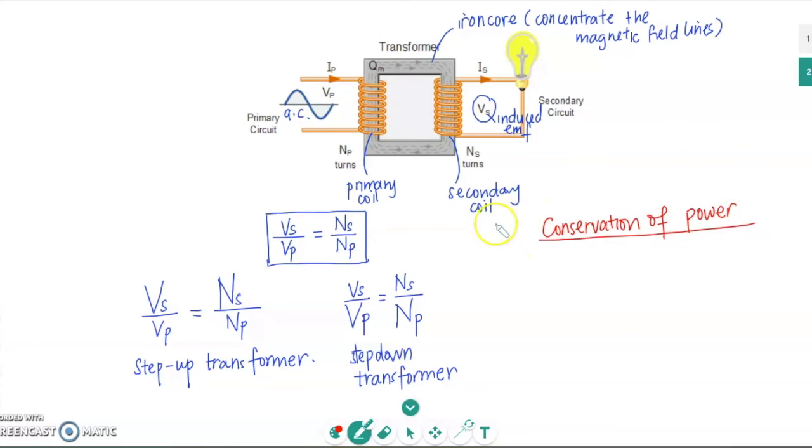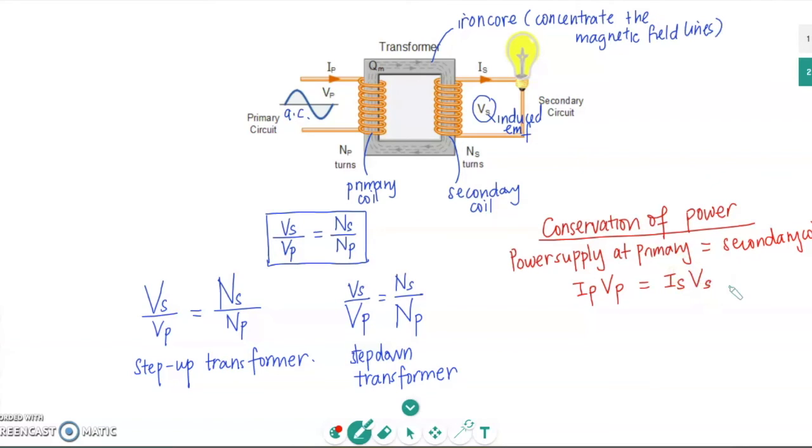So the power supplied at the primary coil must be equal to the power supplied at the secondary coil. Which means that the current in the primary coil multiplied by the voltage at the primary coil is equal to the current induced at the secondary coil multiplied by the voltage, or the EMF, induced at the secondary coil. So there's really no free lunch here.